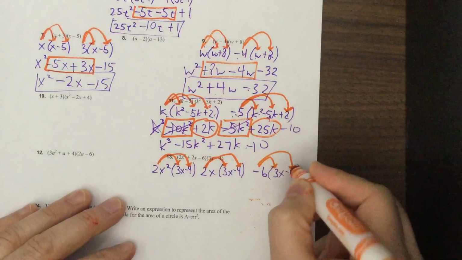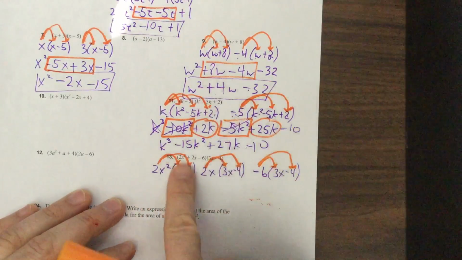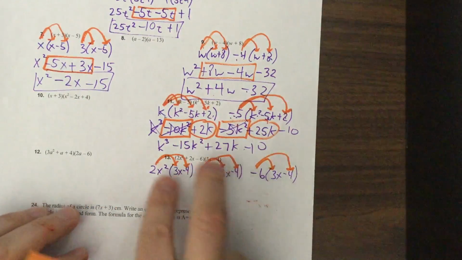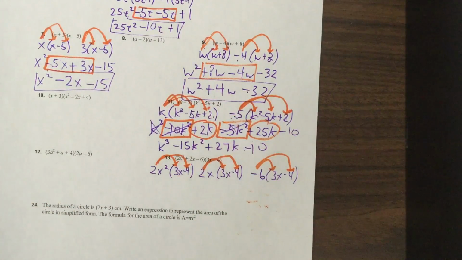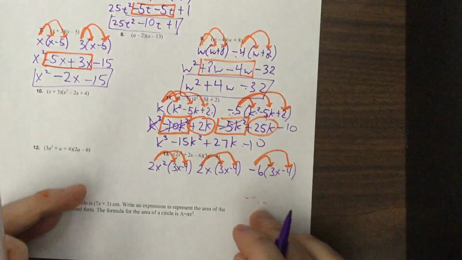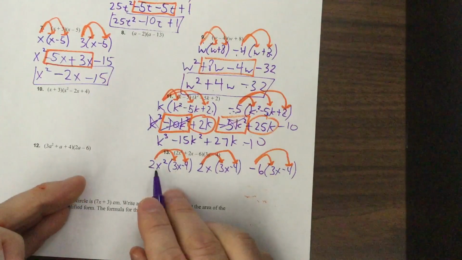Last time we had a binomial and a trinomial. Now we have a trinomial and a binomial. You could have actually switched the order. You could have done it just like 11 if you switched the order. But I'm just showing you can do it in whatever order and still get the answer.